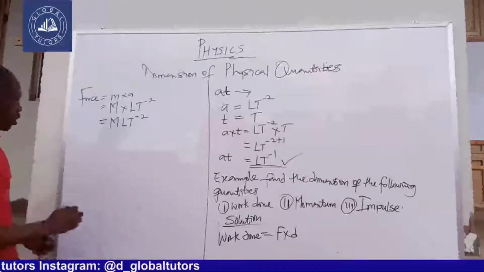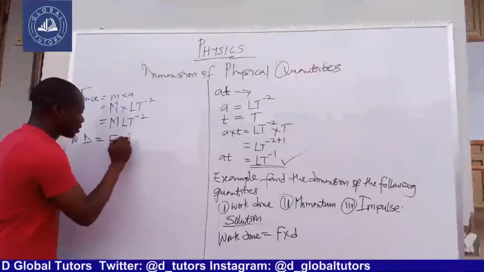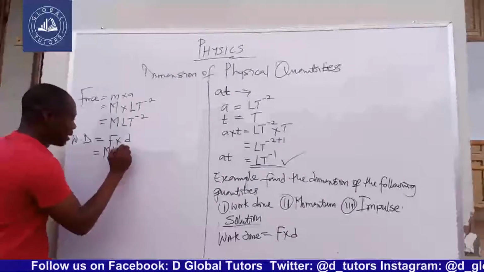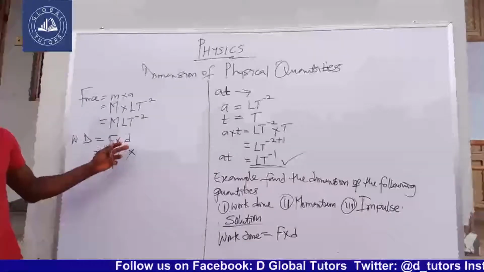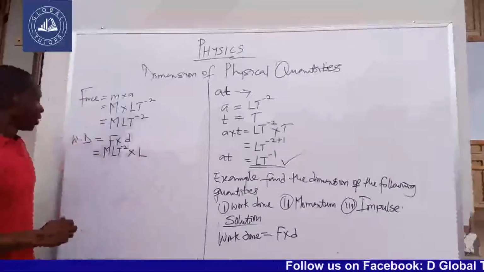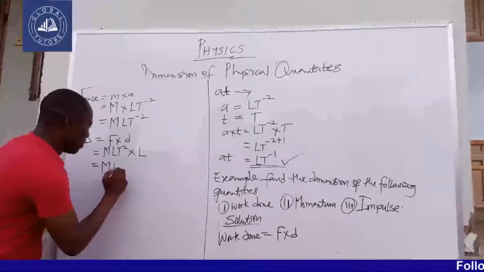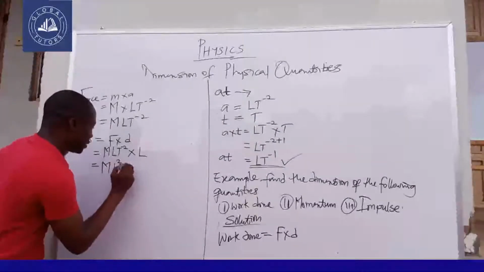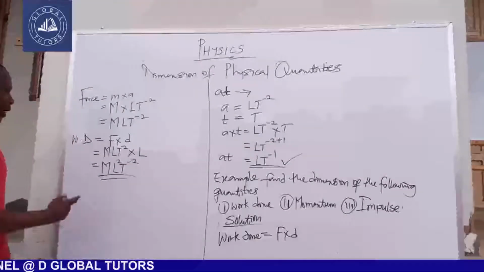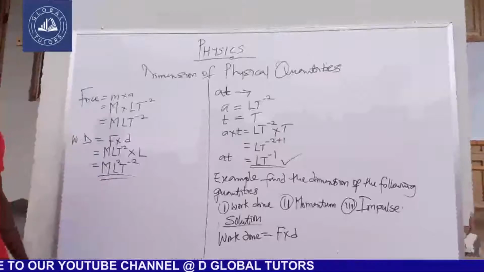That is the dimension of force. Now our work done becomes what? Since it is force times distance, we now have MLT minus 2 times the dimension for distance, which is L. Then what do we now have? We have ML squared T minus 2. This is the dimension of work done using dimensional analysis.